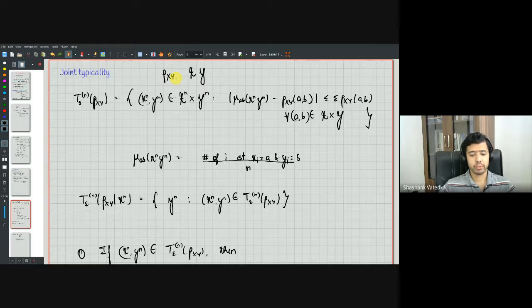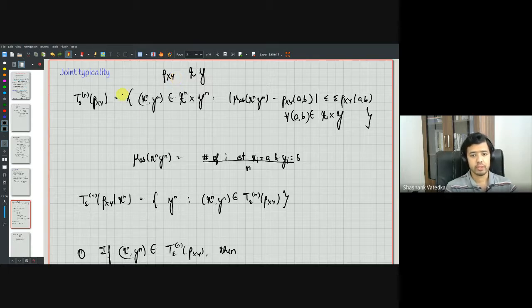So one way to interpret this or to give some context is the following. You can consider x^n to be the input to maybe a discrete memoryless channel, and y^n could be the output of that channel. And we'll make use of the following result, that if this is indeed the case, then x and y are jointly typical in the following sense.